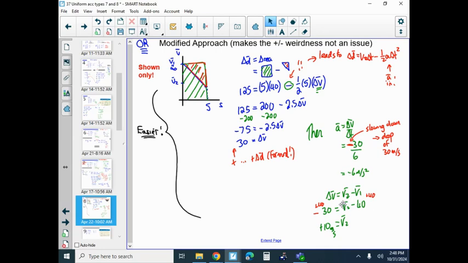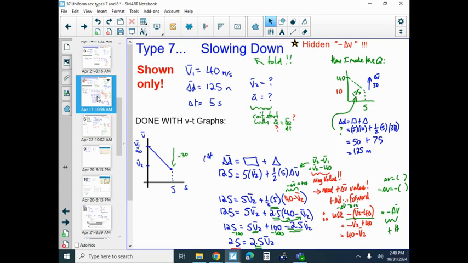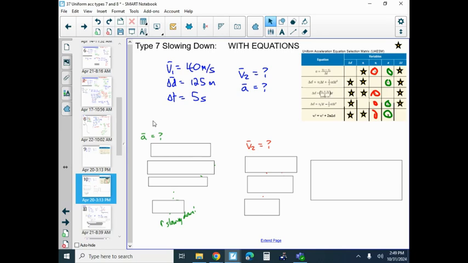What was I doing with this one? And then we work towards getting the v2 equals 10, I guess, in a slightly different way there. But so this same equation now, right? Same stuff, same question, I should say. Exact same question, just done with equations.